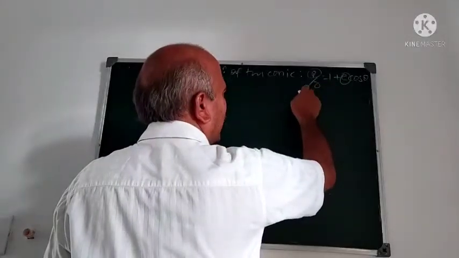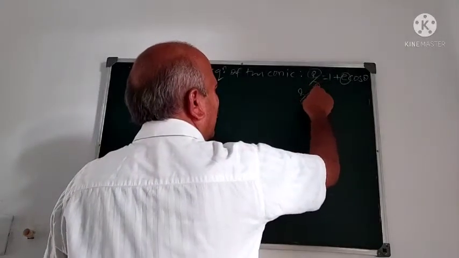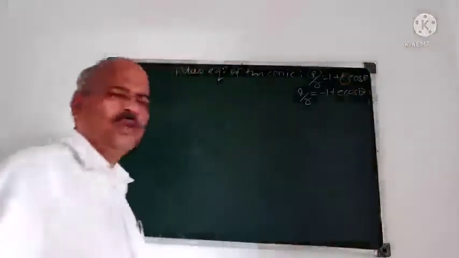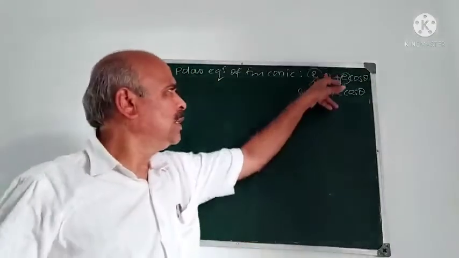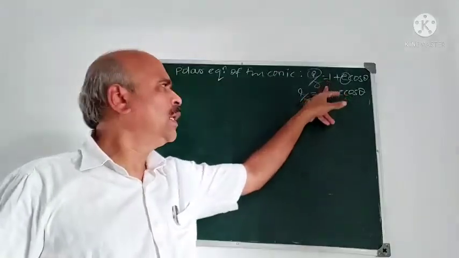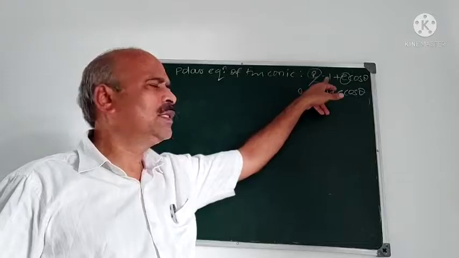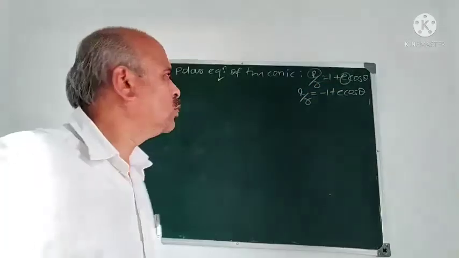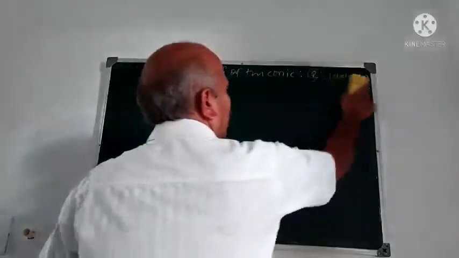So we have derived that L by r is 1 plus e cos theta is the equation of the conic, and L by r is minus 1 plus e cos theta also represents the same conic. That means these two represent the same conic. In the standard equation we derived this one, but this also represents the same conic. These two things I have explained.